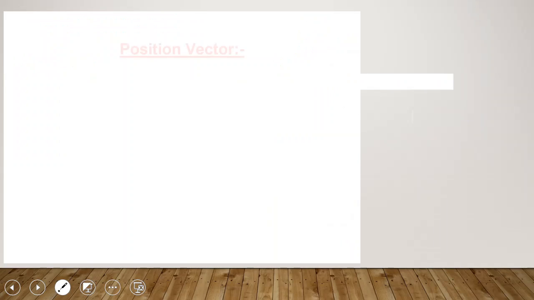Well, dear students, let's move to the next topic, that is position vector. Yes, already we have studied position vector in the first video, correct? But here we have to study the position vector in component form. What are the components in this position vector? Here we are going to study the component form.